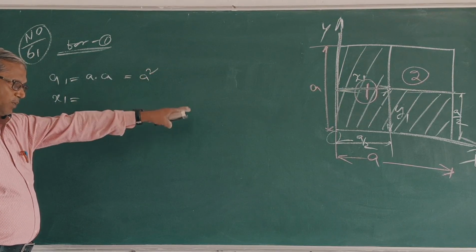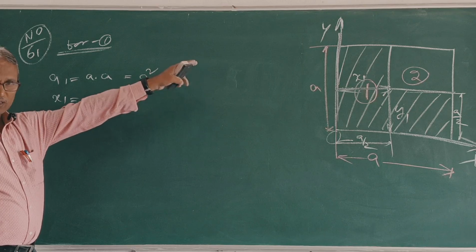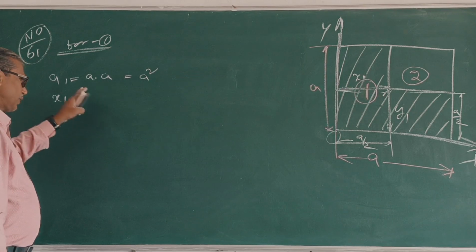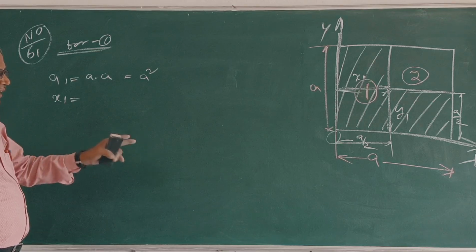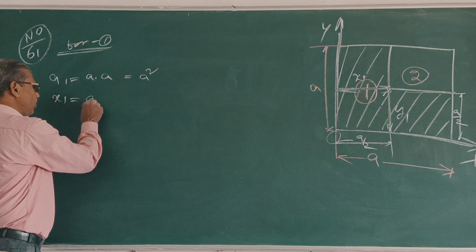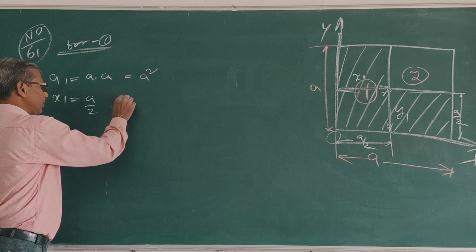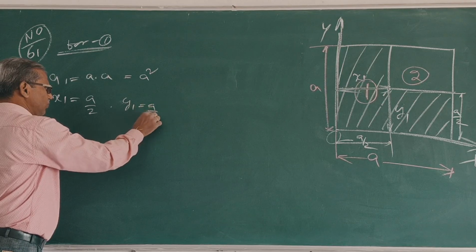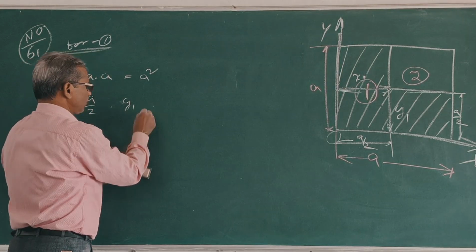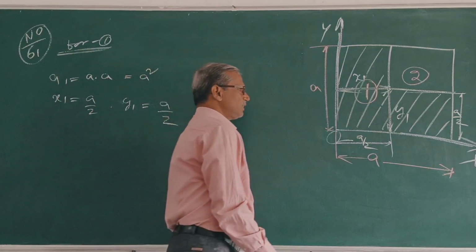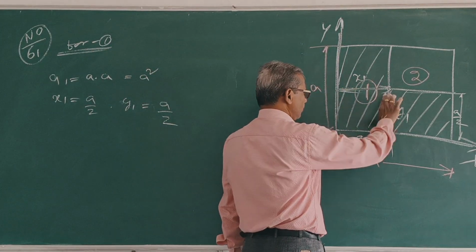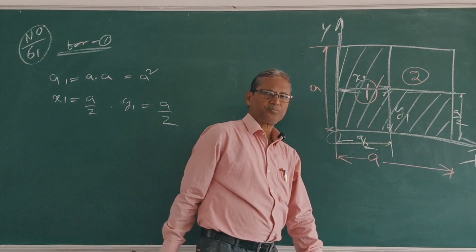So for figure 1, the whole square, the total figure: what is the area? A into A square. What is x1? A by 2. What is y1? A by 2. Clear? This x1 is a by 2, this y1 is a by 2.